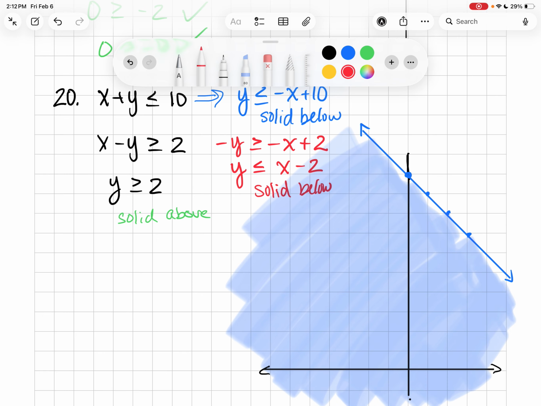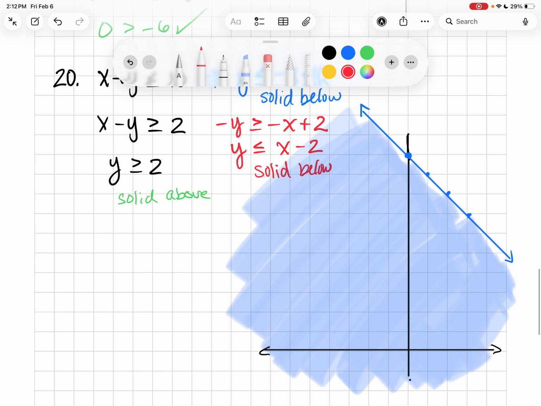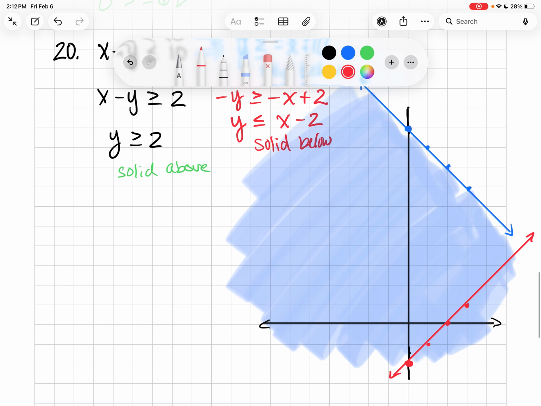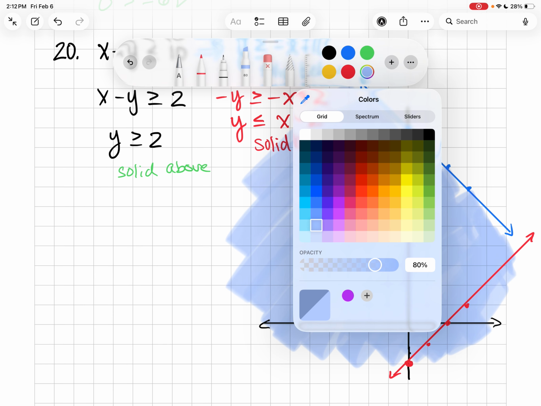All right, then the next one, we have an intercept of -2. Oh dear, I didn't go down far enough. Got an intercept of -2, so that's down here. I have a positive slope, up 1, right 1. I'm not gonna go down anymore. Here's 2. This one's also solid. This one is shaded below. I'm gonna have to go down a little farther.